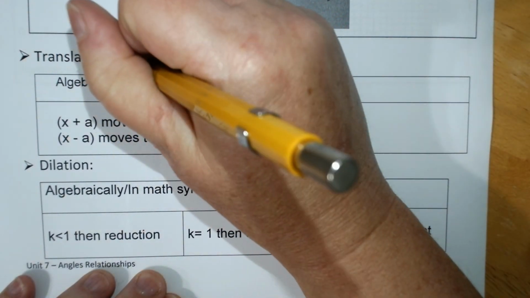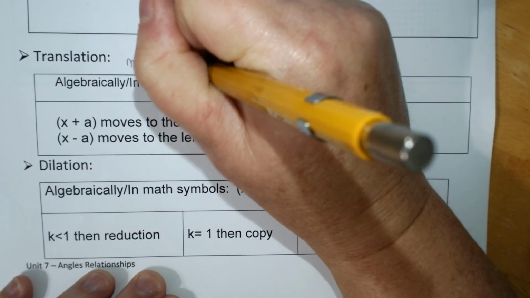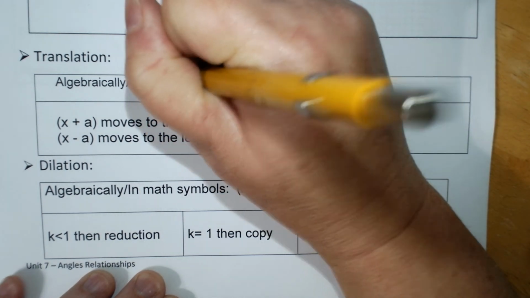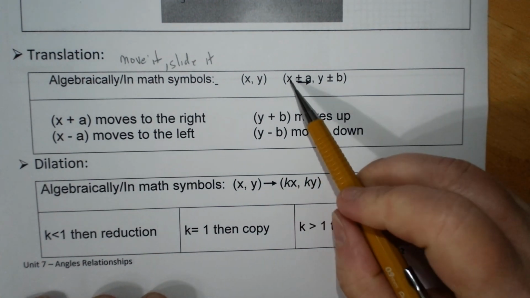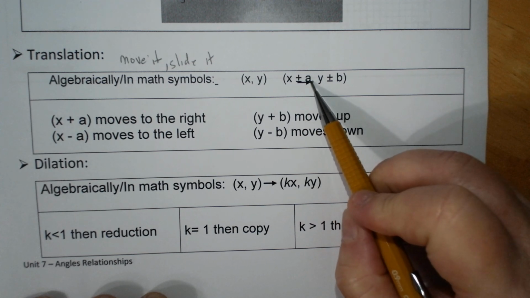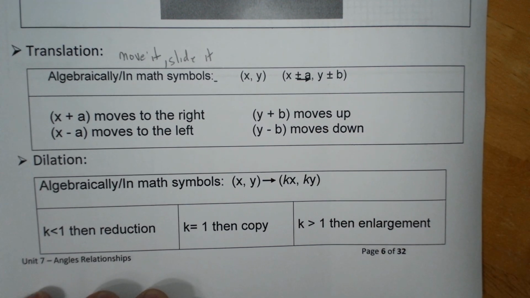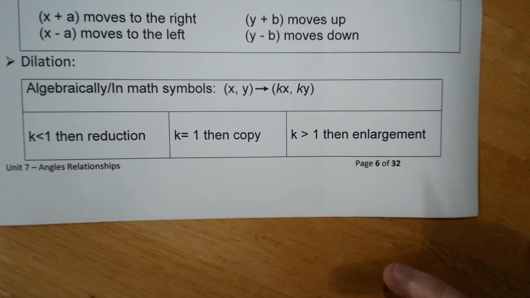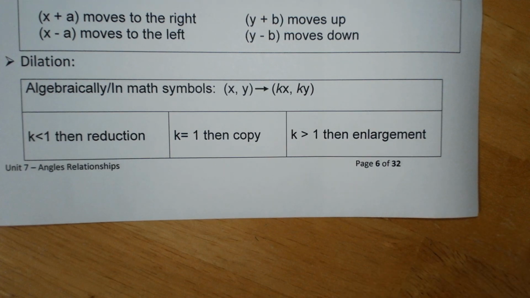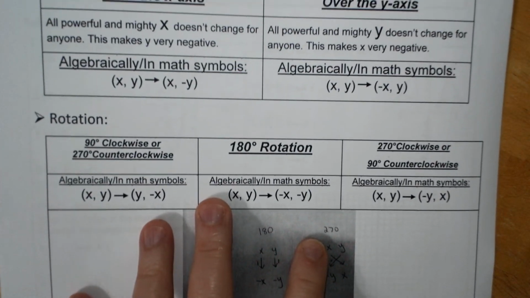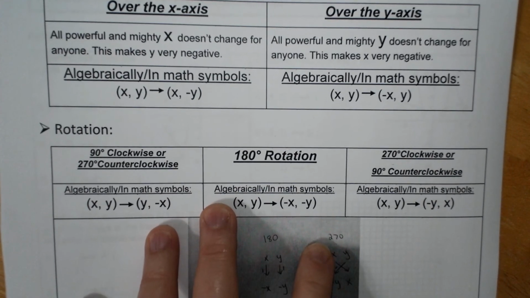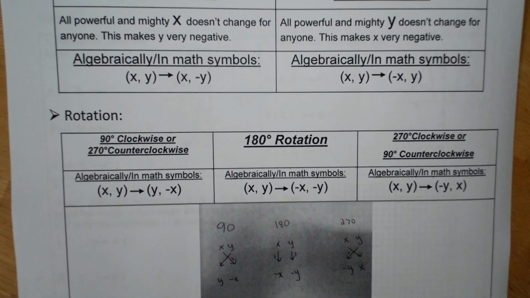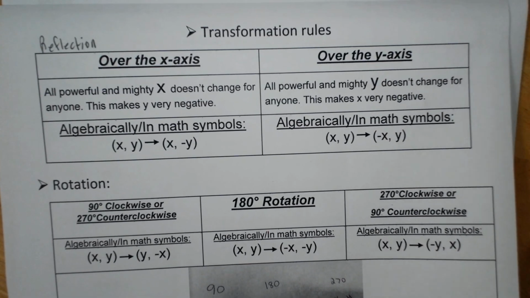Translation is another word for move it, or you're just going to slide it over. And you plus or minus a number from the x, plus or minus a number from the y. And this tells you which way to go. And then dilation, we have already touched on dilation, but it's in this unit again, so I'm just going to keep it there. Make sure that as you travel along, you start trying to figure out how you're going to memorize this page, because in actuality, you're supposed to take your test without the use of this page.